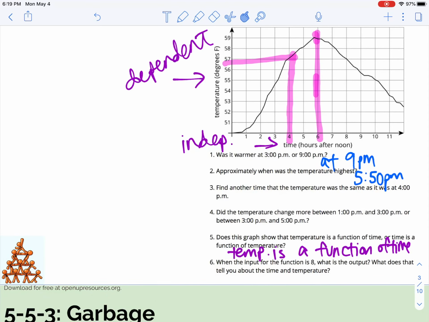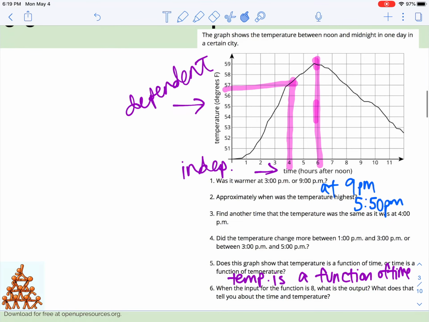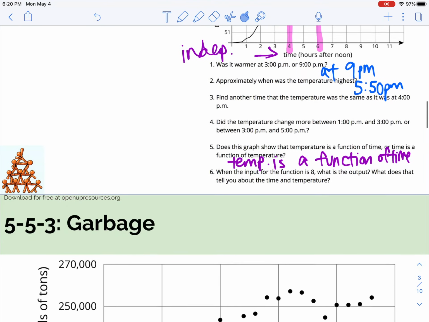Okay. When the input for the function is 8, what is the output? And what does that tell you about the time and the temperature? So when the input is 8, that means you're going to look at time 8. What's the output? Temperature. You guys can do that one as well.